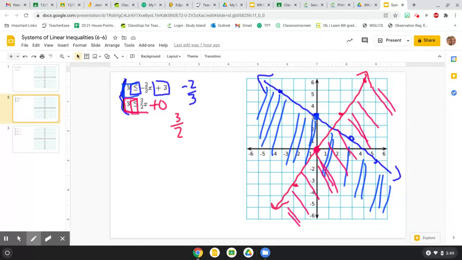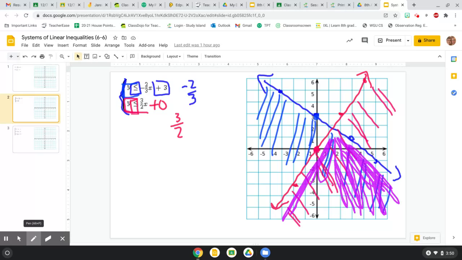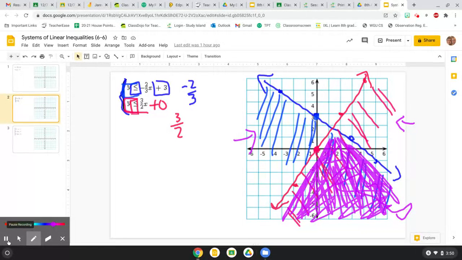I need to figure out where they intersected. They only intersected in one area, which is right here. So all of this portion would be the solution. Again, make sure it's really clear what the solution is. Make sure you're shading that in really well. It's okay if you leave these blue lines and these pink lines, but make sure that this is shaded in very well, so it's very clear what your information is.